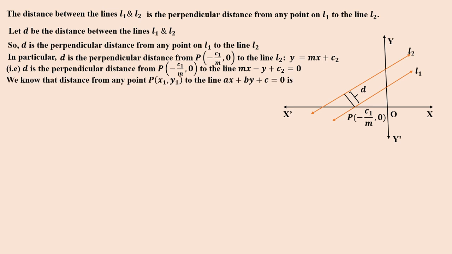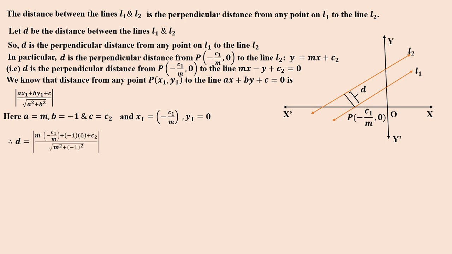We know the perpendicular distance from the point x1 y1 to the line is given by modulus of ax1 plus by1 plus c, by root of a square plus b square, the formula. Here x1 y1 is minus c1 by m comma 0. And from the line equation L2, a is equal to m, the coefficient of x, b is equal to minus 1, the coefficient of y, and c is the constant term c2. And x1 y1 we also know.